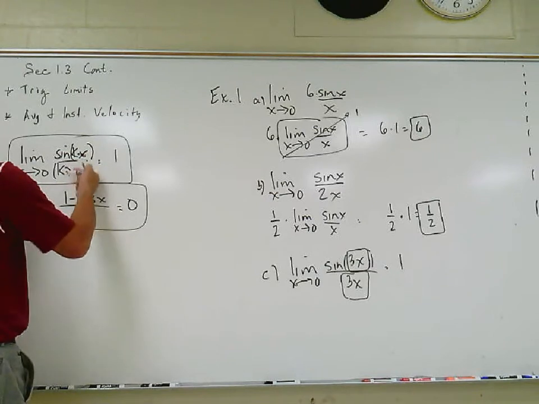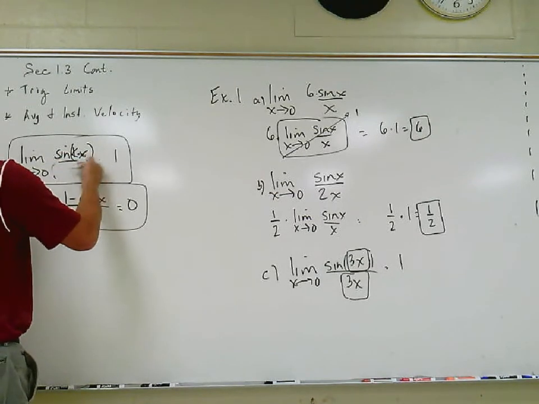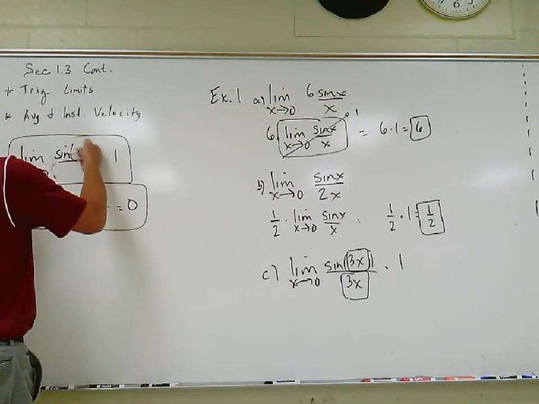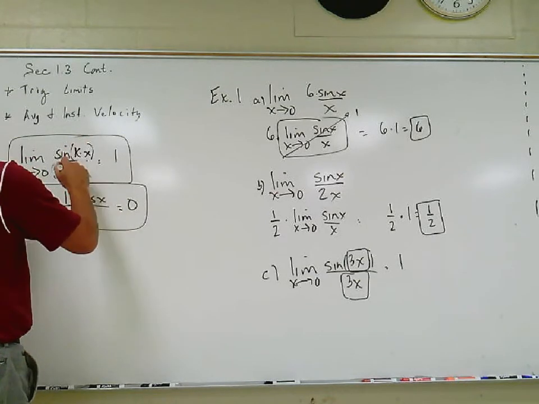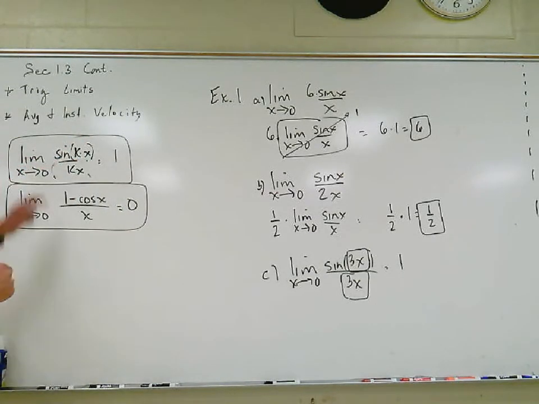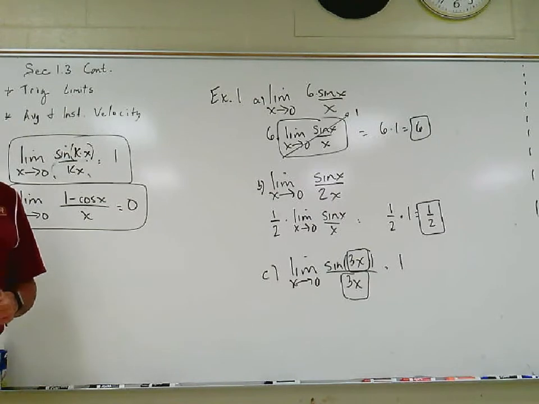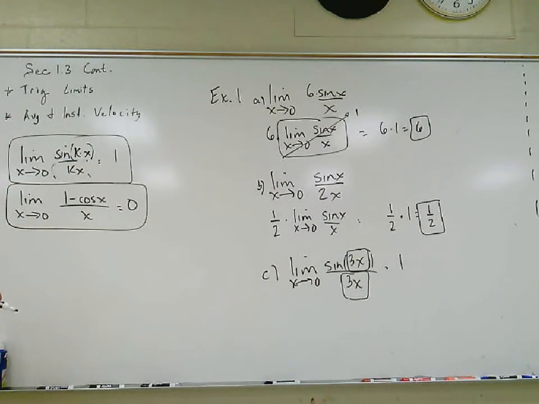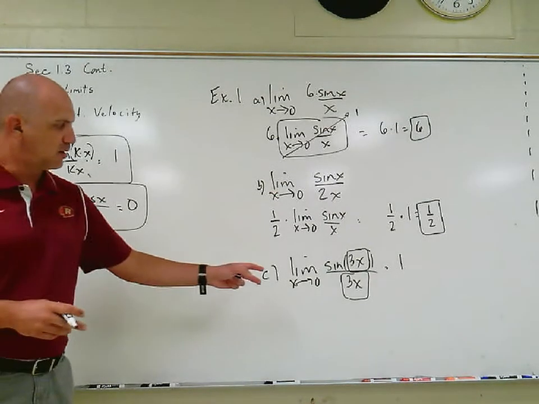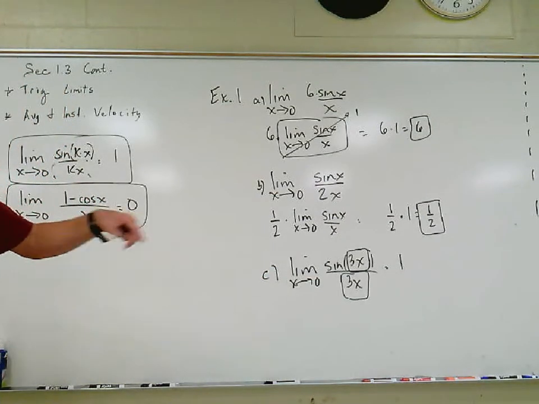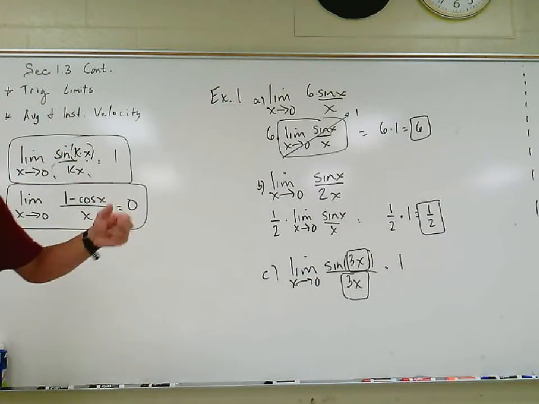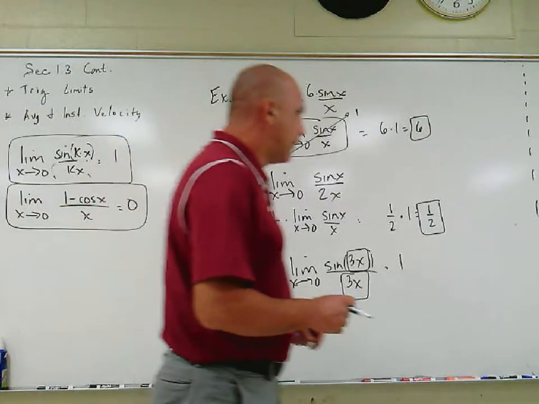I'm not going to put a parenthesis around the bottom. But if we have sine of k times x, and the bottom is k times x, it still goes to 1. You can verify that with a table. So if I had the limit as x approaches 0 of sine of 3x over 3x, it goes to 1.